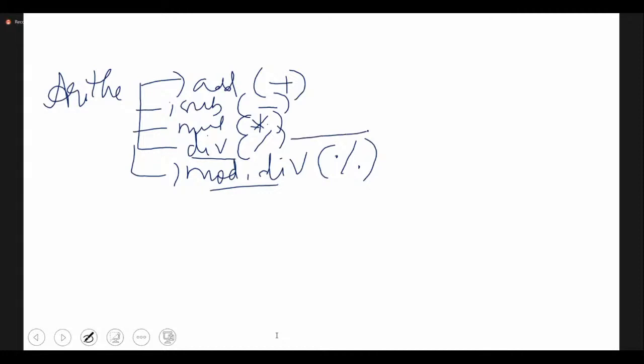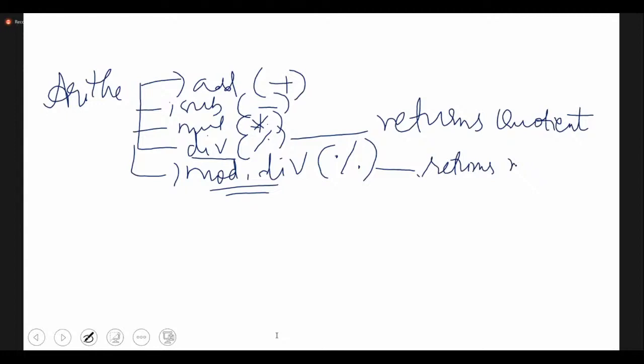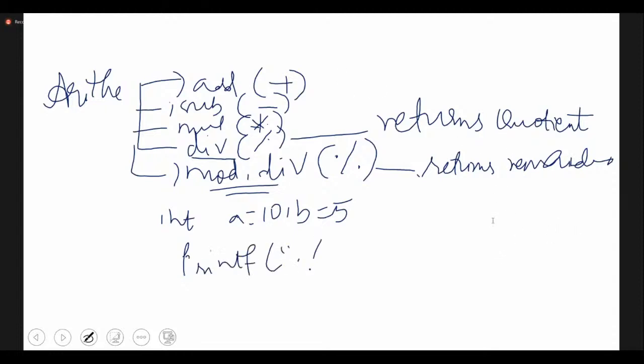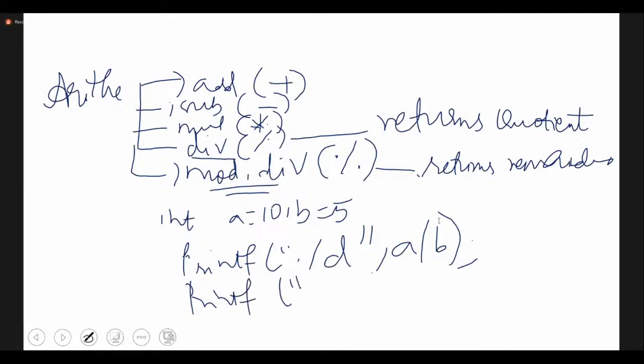The difference between division and modular division is: a division operator always returns the quotient of a given expression, and a modular division always returns the remainder of a given expression. Here you can take a small example, like you define int a equals 10 and b equals 5, and you write a simple printf statement with percent d, a divided by b, and one more statement printf percent d, a modulus of b.